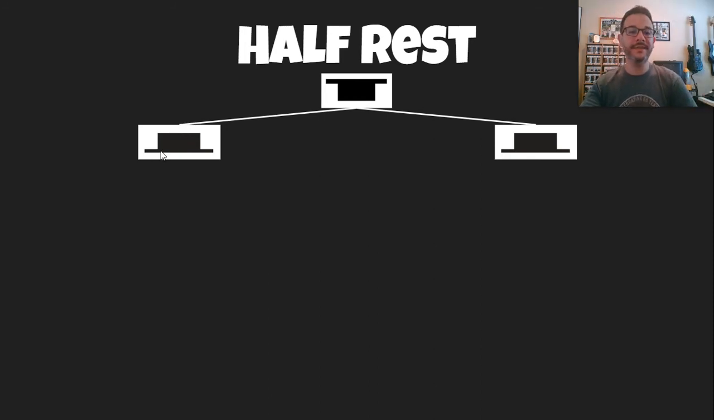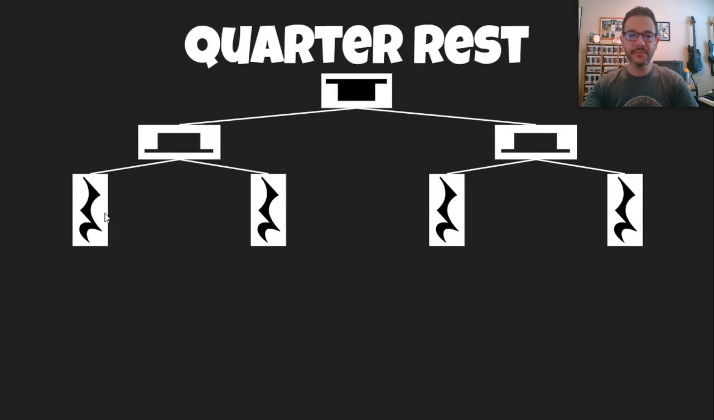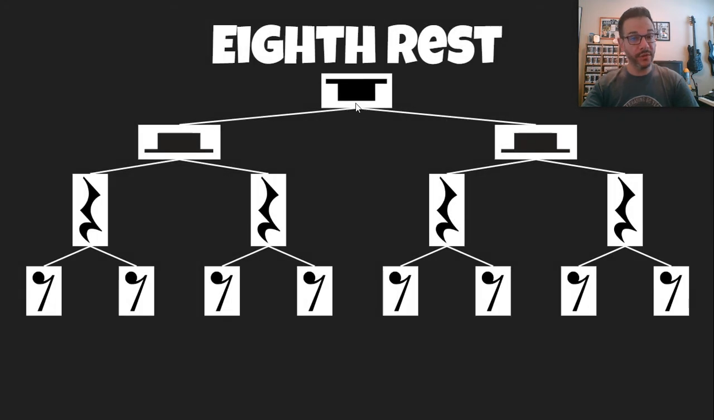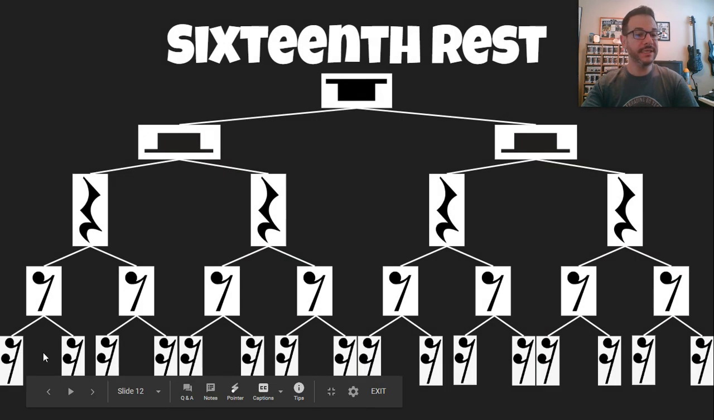Whole, half hat. If I divide the half rest into 2 parts, I get quarter rests. If I divide the quarter rest in half, or the big guy into eighths, I get eighth rests. And just like the eighth notes, they have 1 flag. If I divide those in half into 16 parts, I get these 16th rests. And just like the 16th notes had 2 flags, the 16th rests have 2 flags.